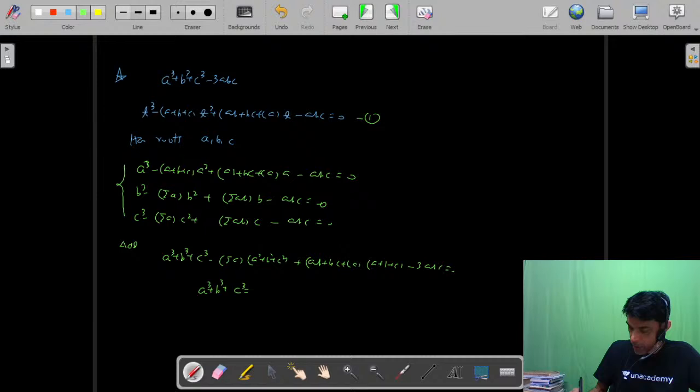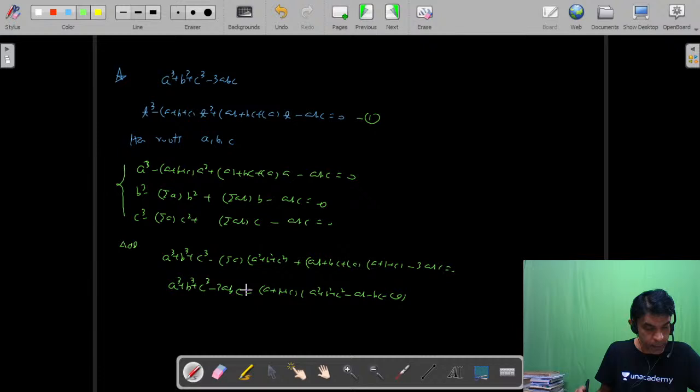Transpose everything to the right side. You get a plus b plus c, and then a squared plus b squared plus c squared minus ab minus bc minus ca. So you get this kind of thing, right? So this is what you will get: a cubed plus b cubed plus c cubed minus 3abc equals this much. So let me just rewrite. So this is this one.